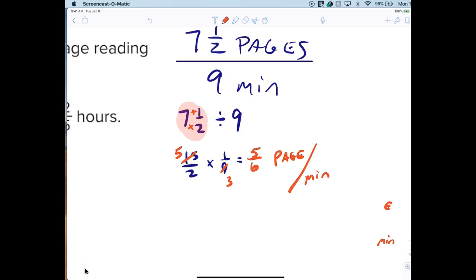But the most important part now, I'm telling you, you have to understand the what? You have to understand the unit. Page per minute. It's 5/6 of a page per minute.